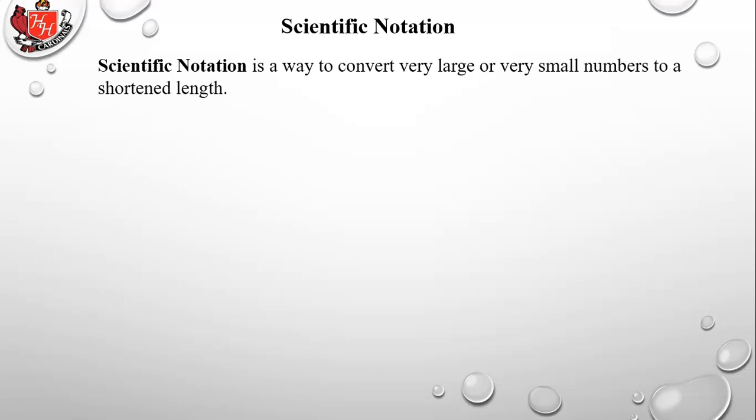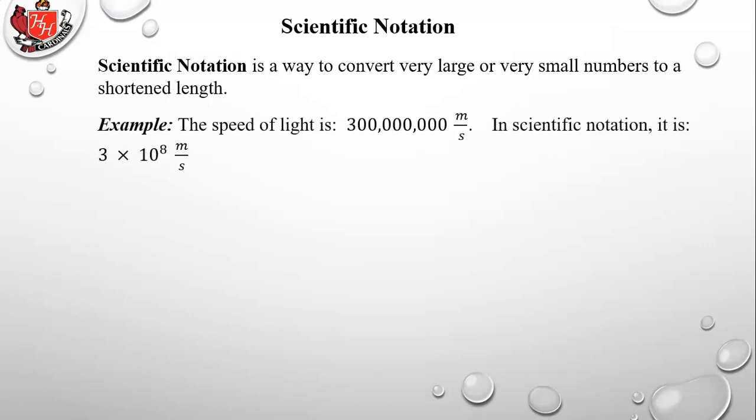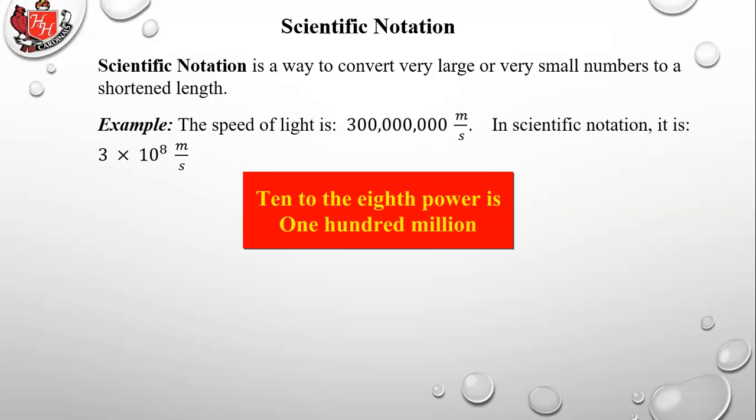So scientific notation is a way to convert very large or very small numbers to a shortened length. For example, the speed of light is 300 million meters per second, but that's kind of a long number. In scientific notation, it's simply written as 3 times 10 to the 8th power. 10 to the 8th power is 100 million. 3 times that is 300 million. So it's a more compact way to write very large or very small numbers.